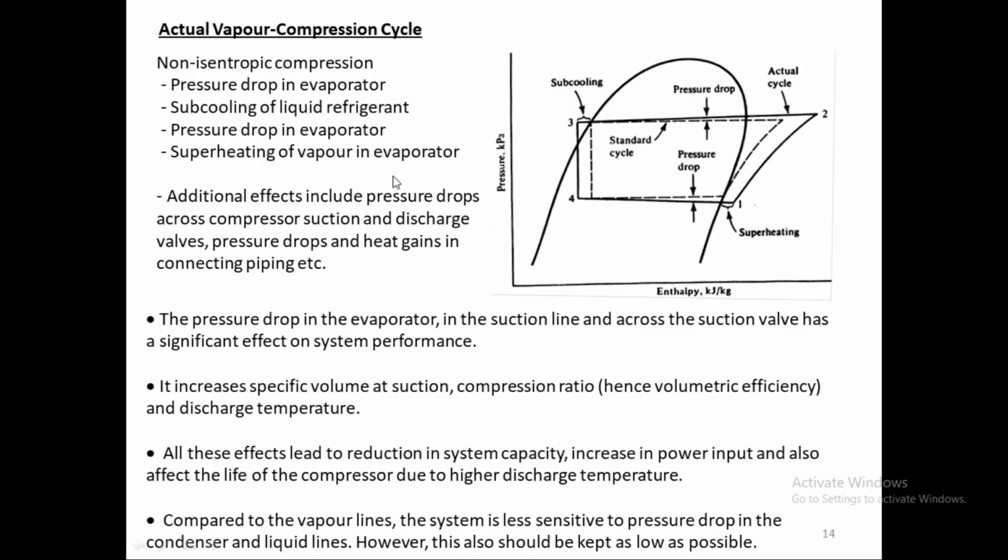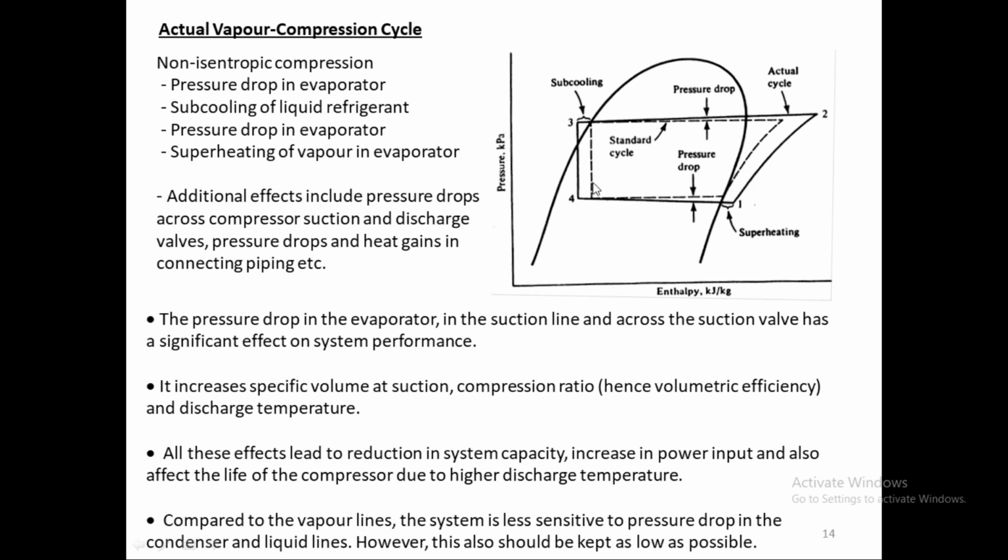This is the difference between the actual vapor compression cycle and the ideal one. The ideal one is basically the dash line one. The dash one is the ideal cycle. It starts from the saturated vapor line and goes to the superheated region, and then the refrigerant will be cooled down to the saturated liquid line, and then it will expand. So that's the constant enthalpy process.